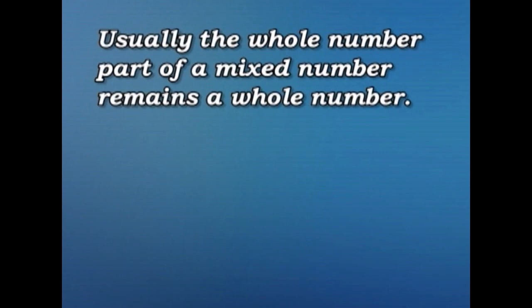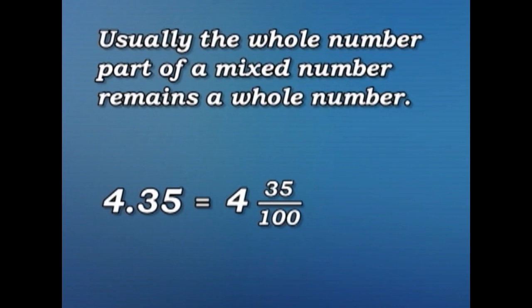Usually the whole number part of a mixed number remains a whole number. For example, 4.35 is the same as 4 and 35/100ths. And if we reduce it to its lowest term, that makes 4 and 7/20ths, because 7 times 5 is 35 and 20 times 5 is 100. So 4.35 is the same as 4 and 7/20ths.